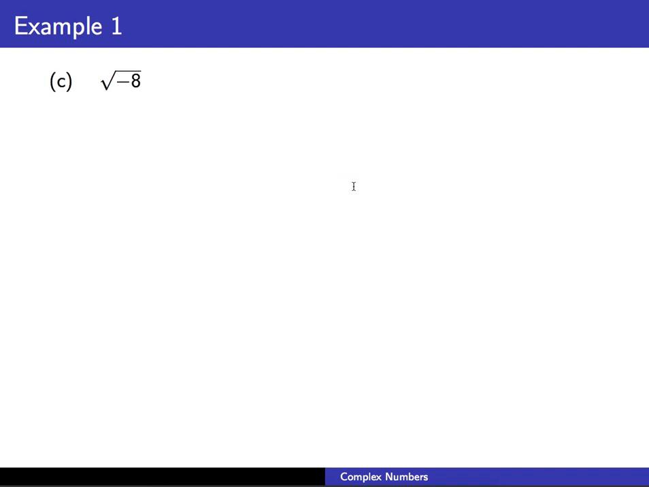And part C, we have the square root of negative 8. So that's the square root of negative 1 times the square root of 8. Now we know the square root of negative 1 is i, but for the square root of 8, we need to find the largest perfect square that goes into 8. And the largest perfect square that goes into 8 is 4. So the square root of 8 is the square root of 4 times the square root of 2, which, since the square root of 4 is 2, gives us 2 times the square root of 2 for the square root of 8.